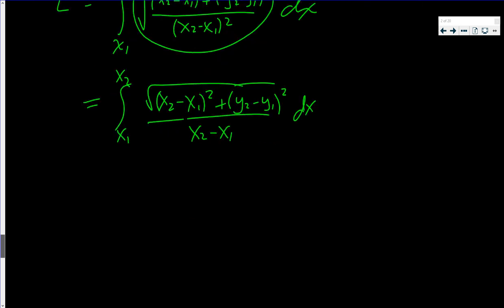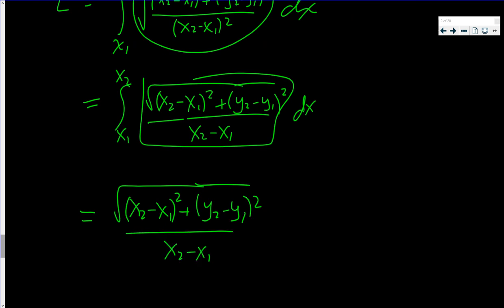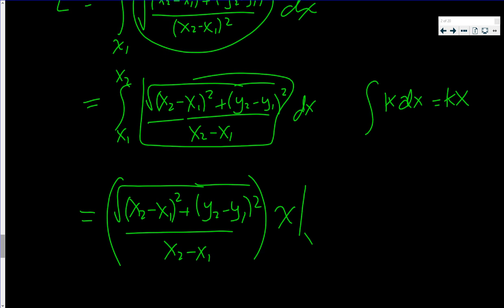And now the magic happens. Like I said, this is just a constant. The square root of x2 minus x1 squared plus y2 minus y1 squared, over x2 minus x1. Well, the integral of any constant dx is just kx. So it's just the constant times x. And x goes from x1 to x2.